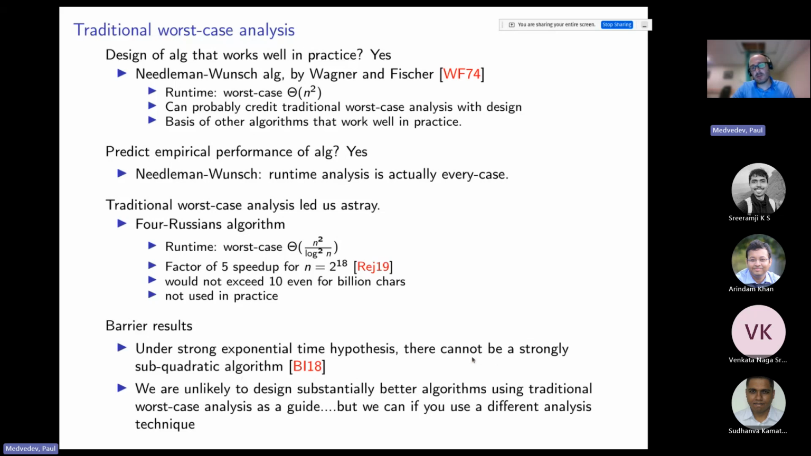Now, this bound is often misunderstood as saying that, given SETH, we cannot come up with a strongly subquadratic algorithm, and that's not true. You cannot come up with a strongly subquadratic algorithm using the traditional worst case analysis as a guide. But if you switch to a different analysis technique, you could very well do better, like an n log n algorithm.